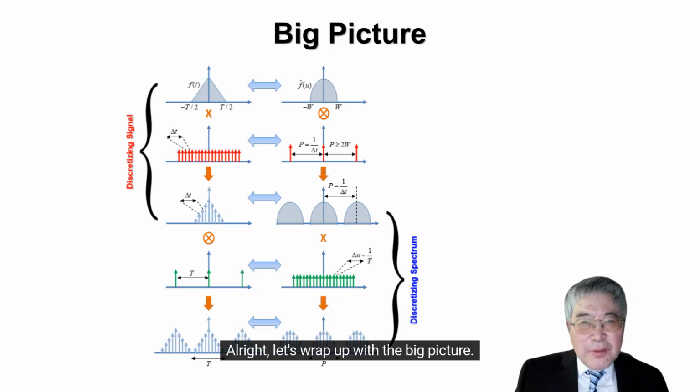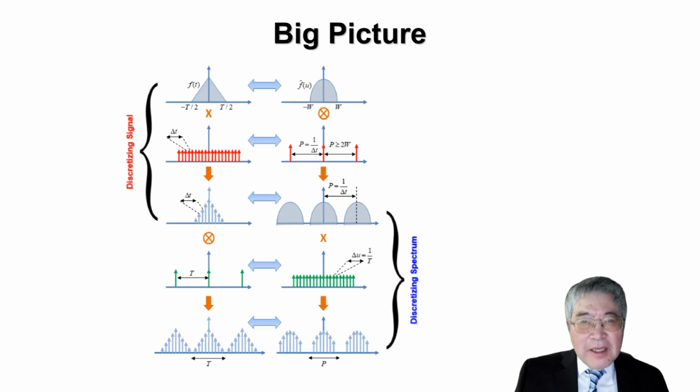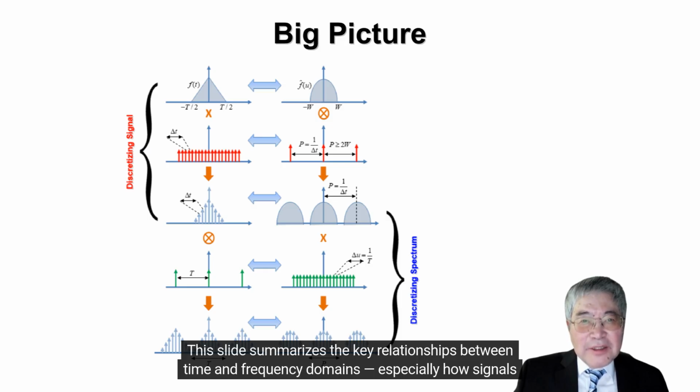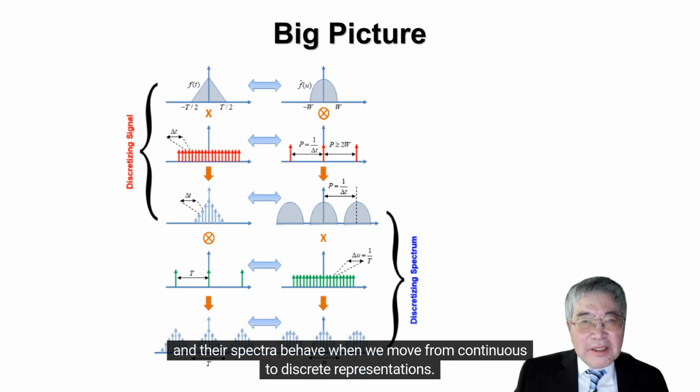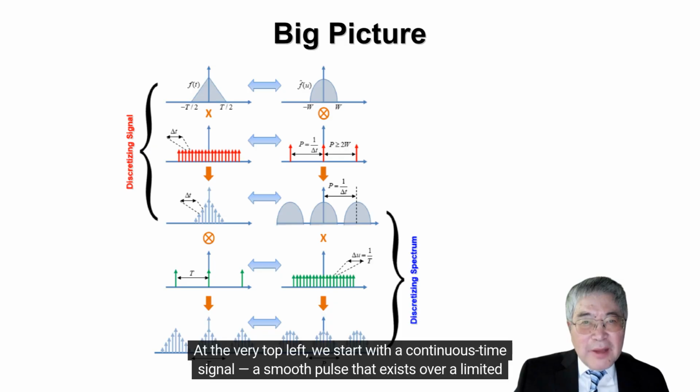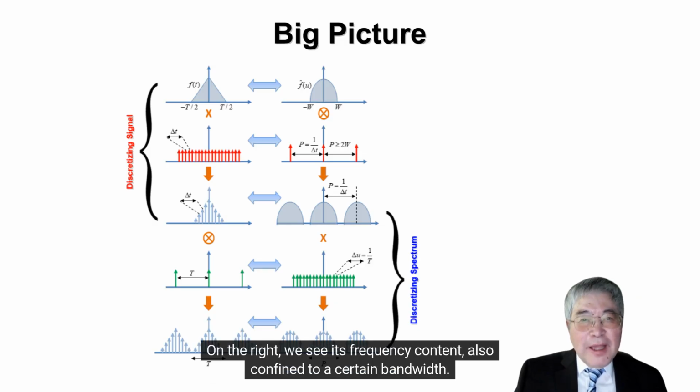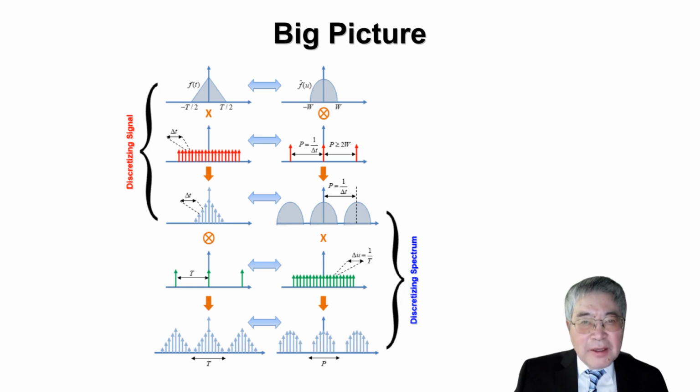All right, let's wrap up with the big picture. This slide summarizes the key relationships between time and frequency domains, especially how signals and their spectra behave when we move from continuous to discrete representations. At the very top left, we start with a continuous time signal, a smooth pulse that exists over a limited time interval. On the right, we see its frequency content, also confined to a certain bandwidth.